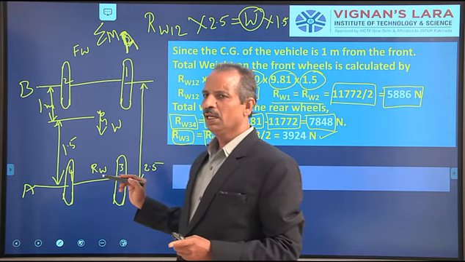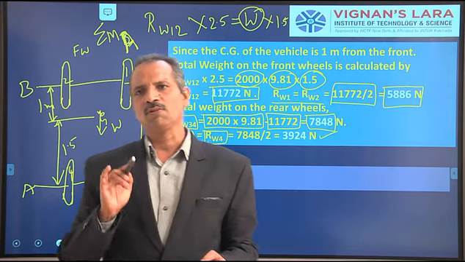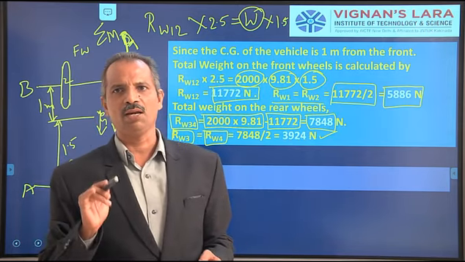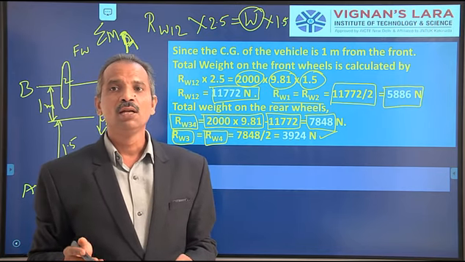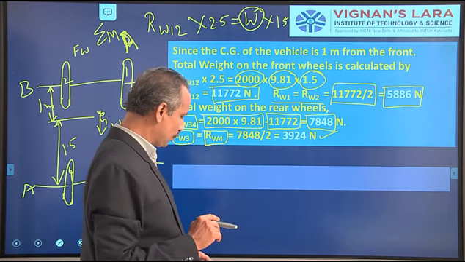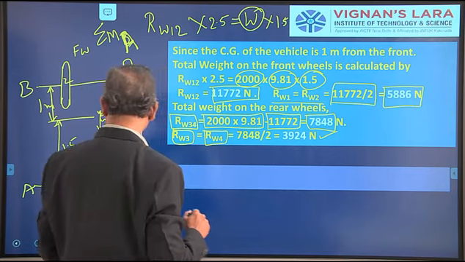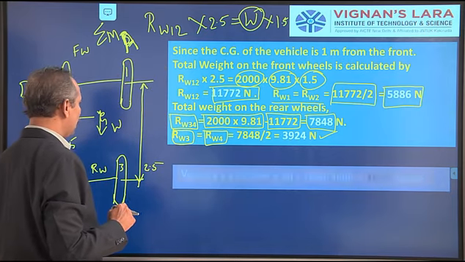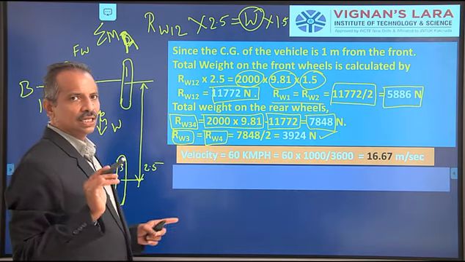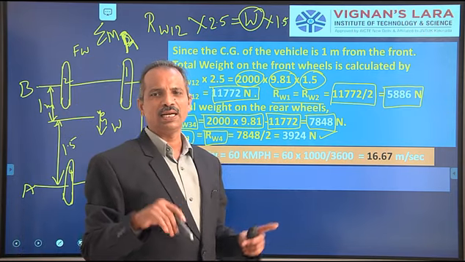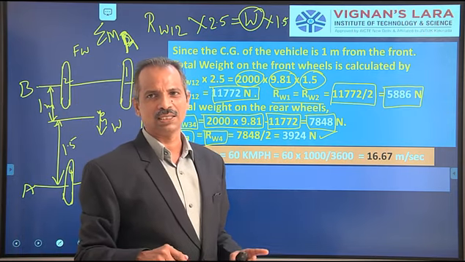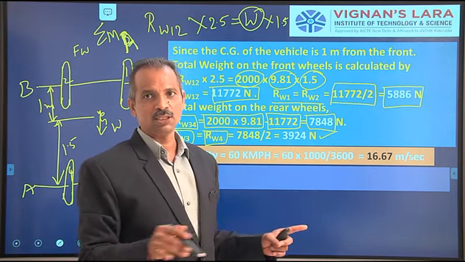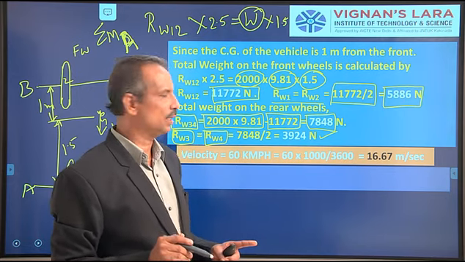So you can see that the force on the front wheels is different from the force on the rear wheels. Whereas in the previous class problem, the front and rear wheels had the same force, because in that case the center of gravity was at the center, that is, at the geometric center or the body center.